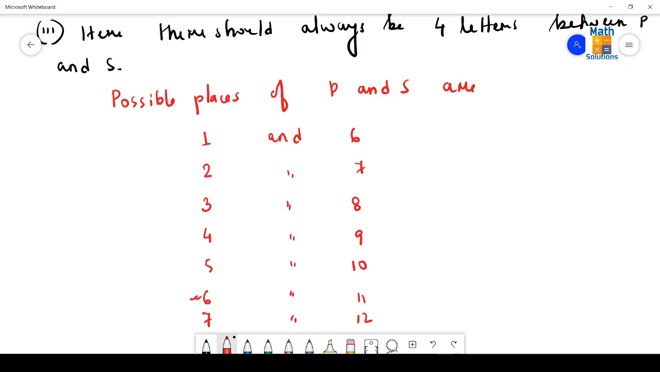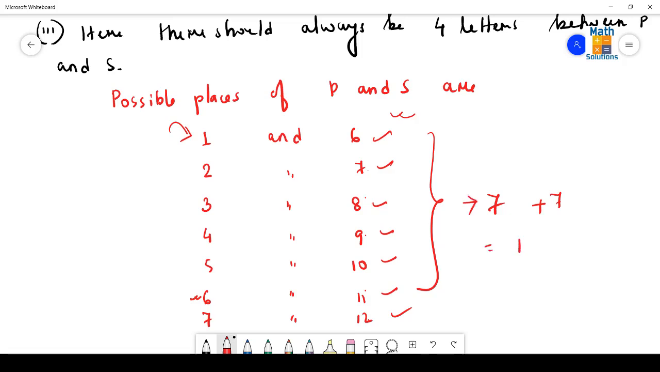So how many such options are we getting? 1, 2, 3, 4, 5, 6, 7. This means when P comes first and S comes later, we find 7 such positions. If the places are reversed, suppose S comes to the first place and P after, I mean when the positions of P and S are interchanged, then similarly another 7 positions I am going to get here.